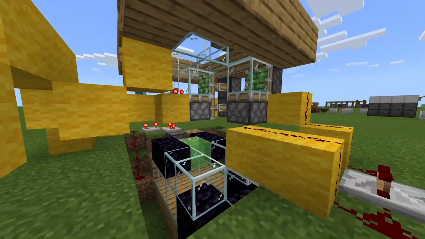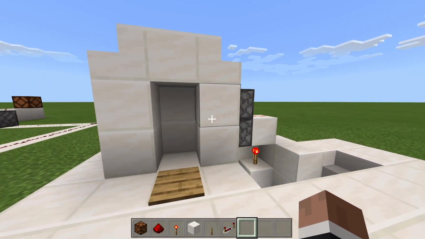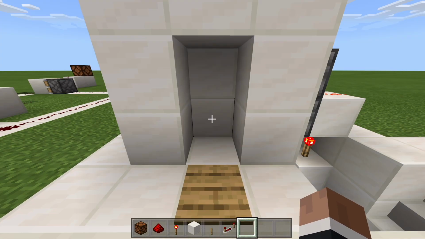I'll now show you a very simple and common example of one of these gates in a basic contraption so you can get what I mean. What we have here is a simple piston door, one of the most common and easiest contraptions to make in this game. It functions in this way.